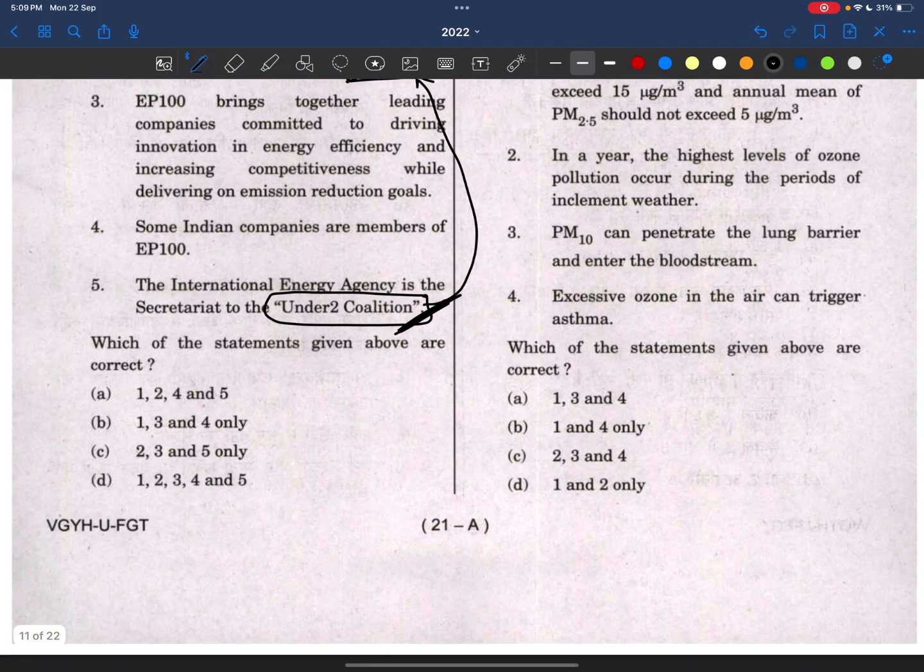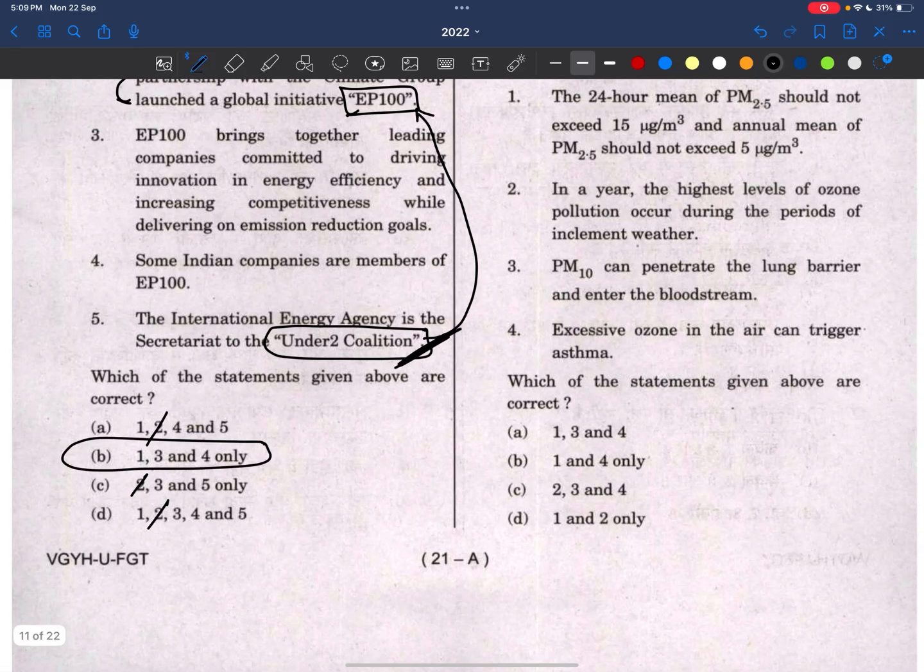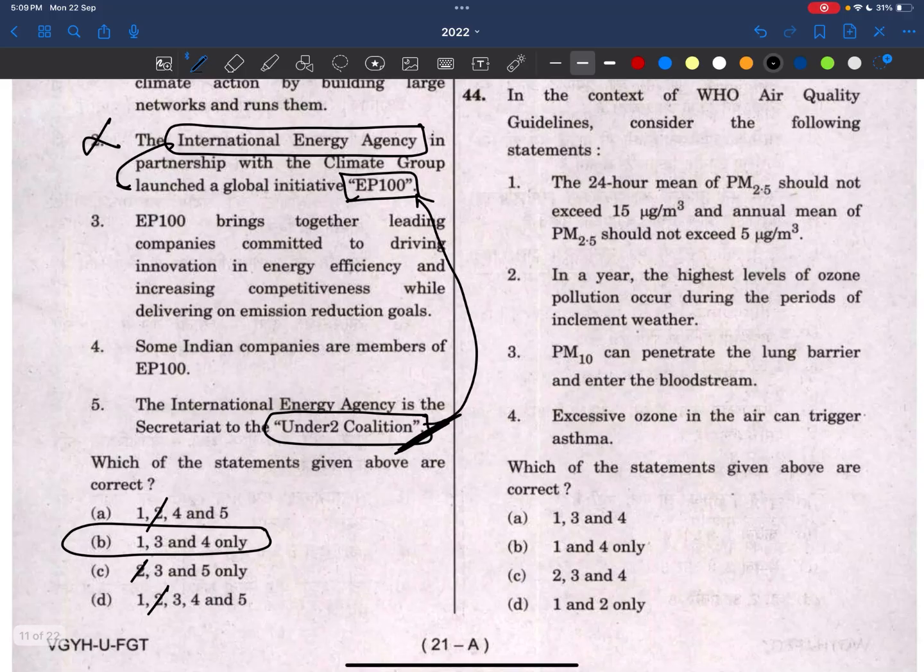Okay, so this way UPSC is asking questions from PYQs only. The answer is B. Now let's read the other two statements as well. EP100 brings together leading companies committed to driving innovation in energy efficiency and increasing competitiveness while delivering on emission reduction goals. Yes, of course. They want to reduce global warming and these climate adversities, right? What they will do? They'll focus on energy efficiency, competitiveness in the emission reduction goals. Definitely, this is the general statement only. Correct? I hope you're following.